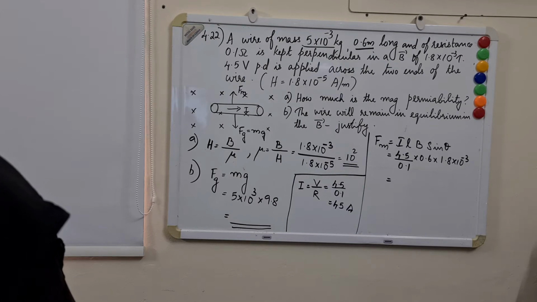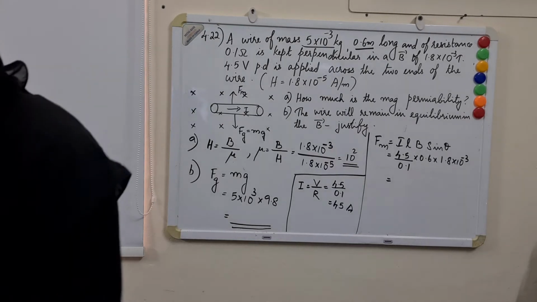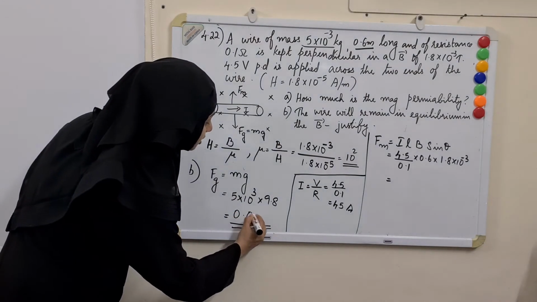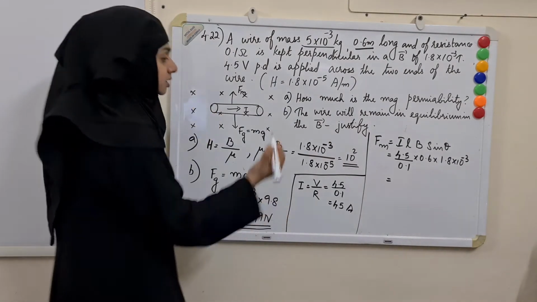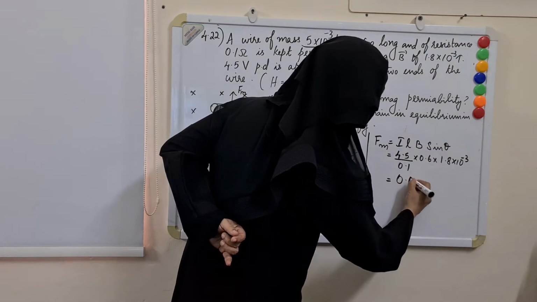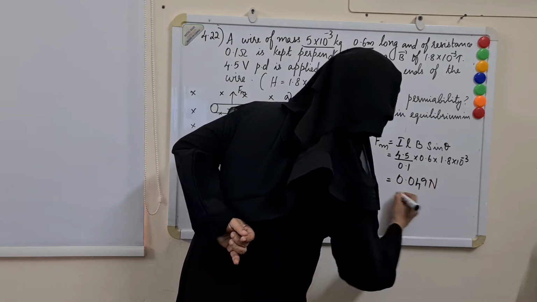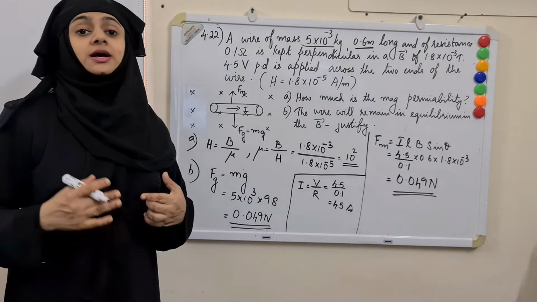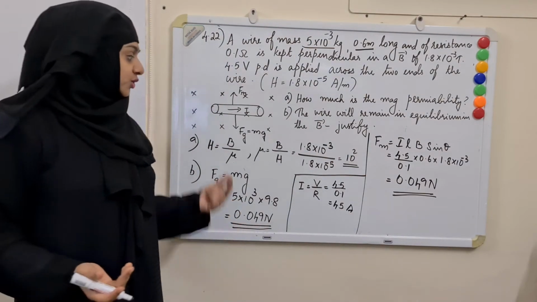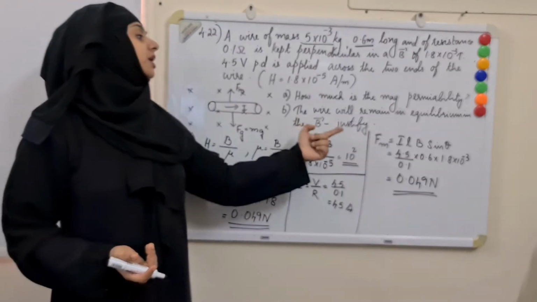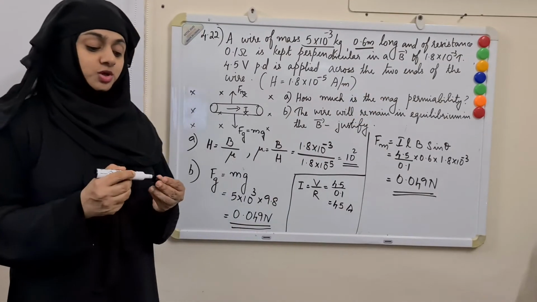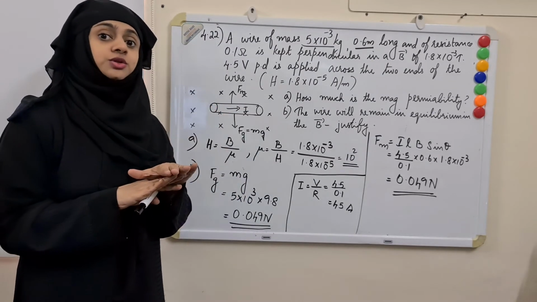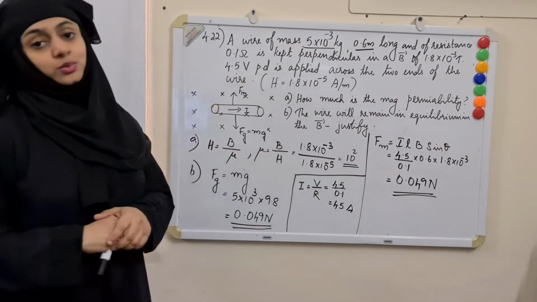So they got the value as 0.049 Newton in both places. See, the magnitude of both forces are same. Therefore, this wire will remain in equilibrium because they are equal in magnitude but opposite in direction. So, the net force on this wire will be 0.